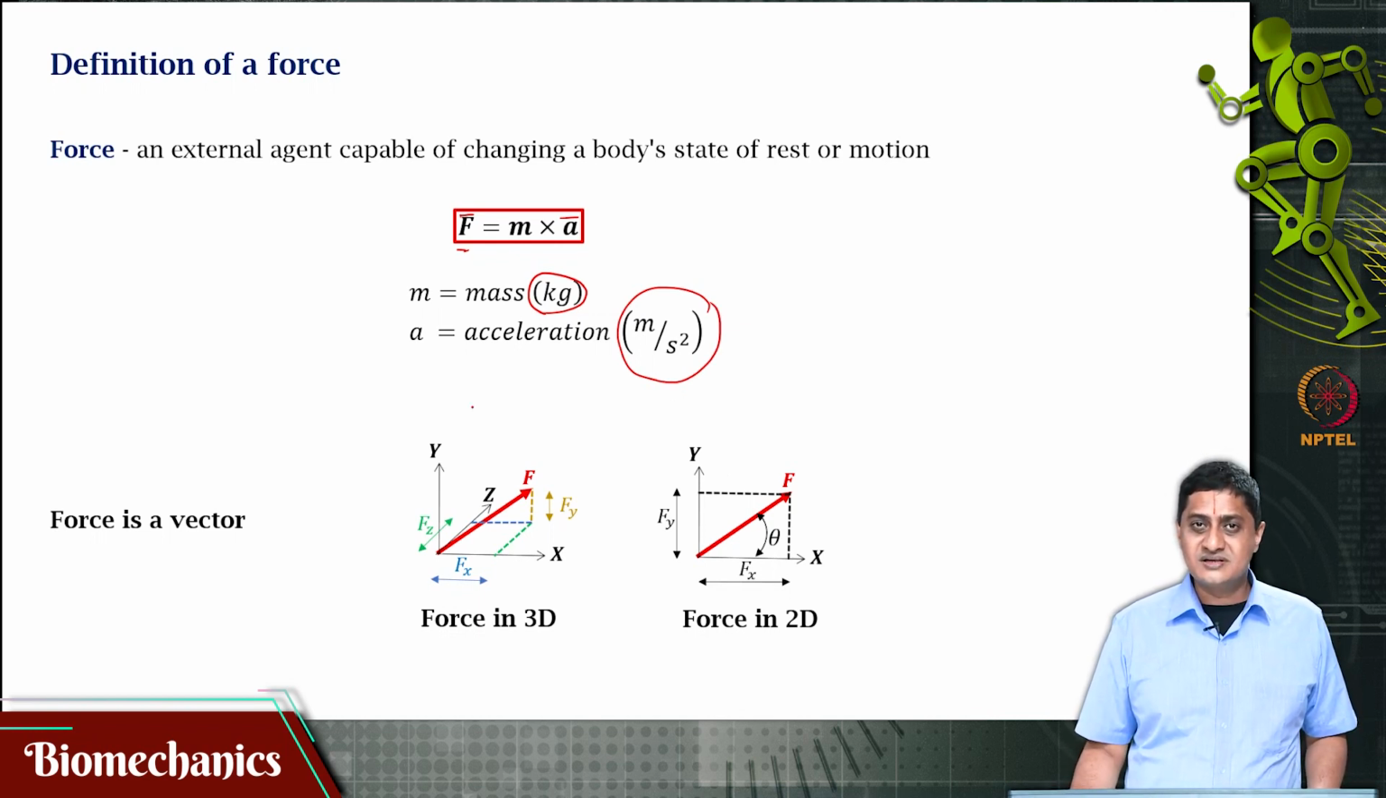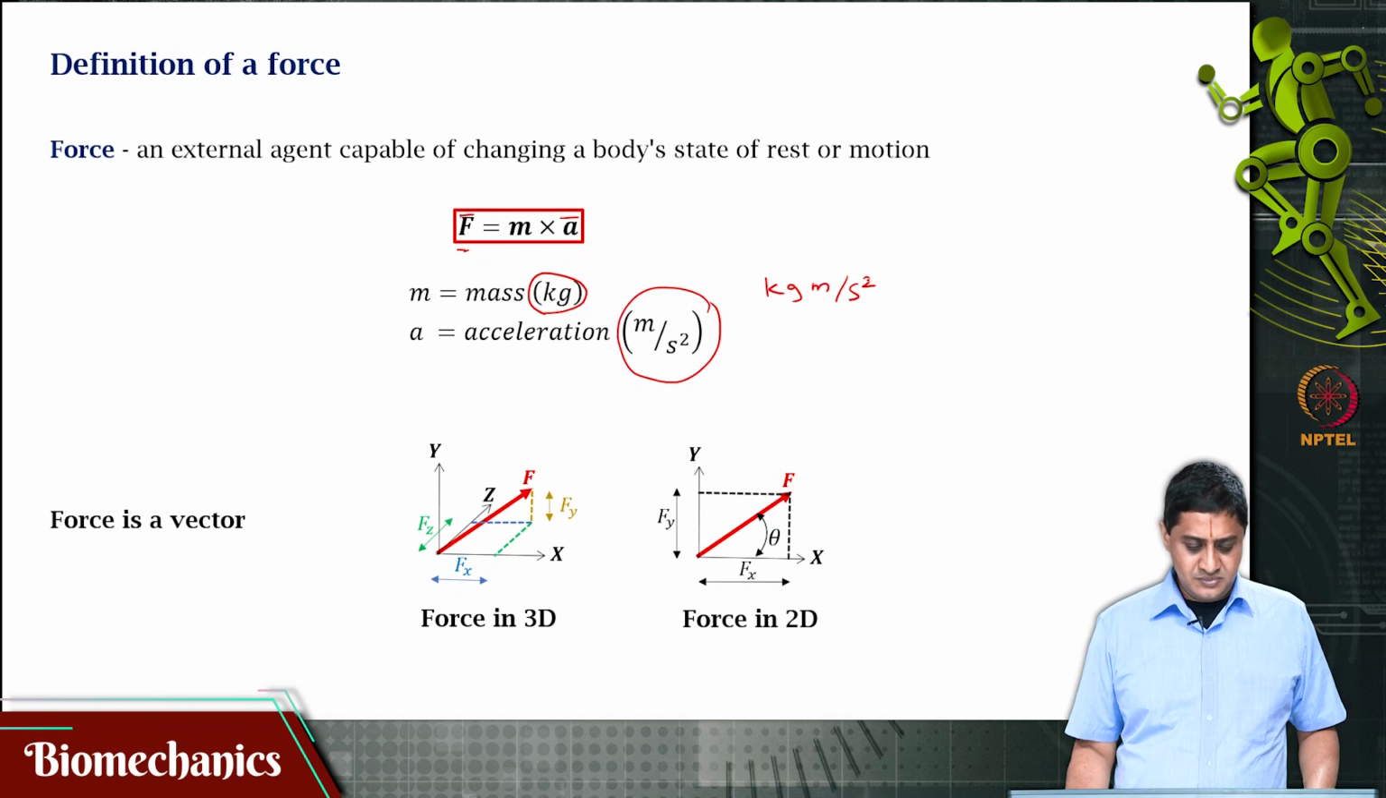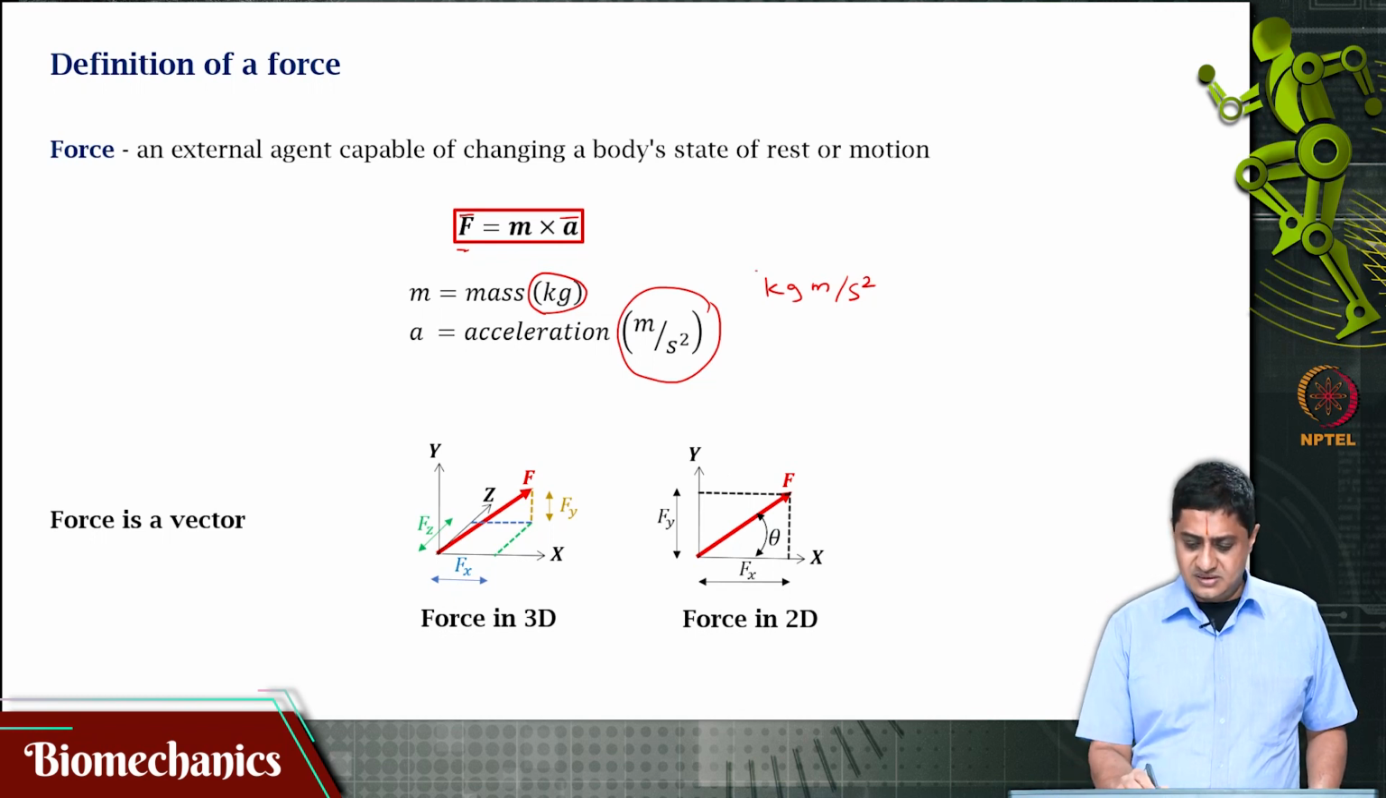The SI unit of force is Newton, which is equivalent to moving 1 kilogram mass with an acceleration of 1 meter per second squared. So, that is kilogram meter per second squared. The SI unit is Newton.